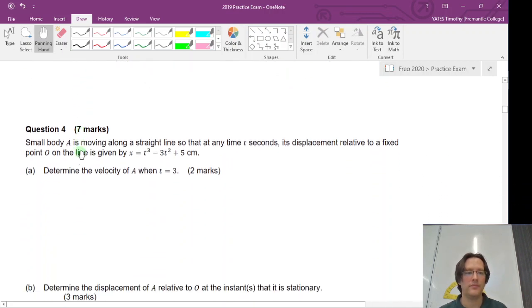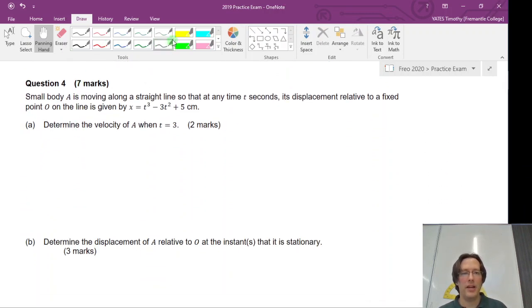Okay, next up, we've got a small body A is moving along a straight line, and its displacement is given by that. Now, thing to note is we have centimeters here. So you should make sure to answer all of your questions using centimeters as the units.